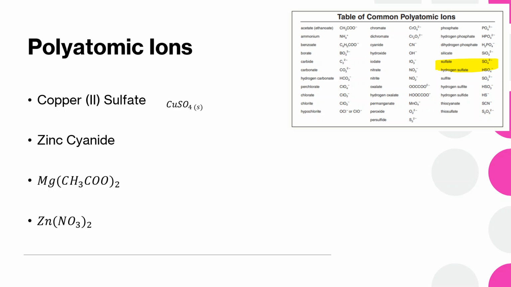Zinc cyanide, on the other hand: cyanide does have an -ide ending, but there's no cyan on the periodic table. So that's your cue to come look at the chart up here.